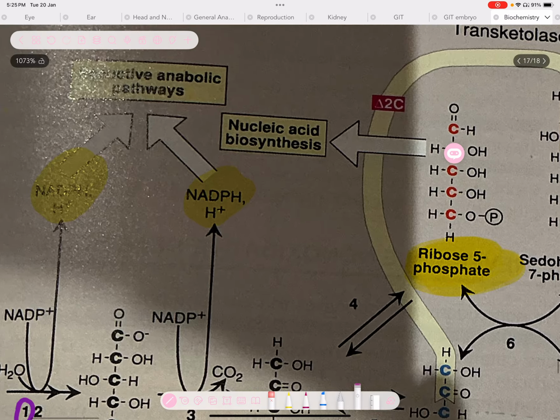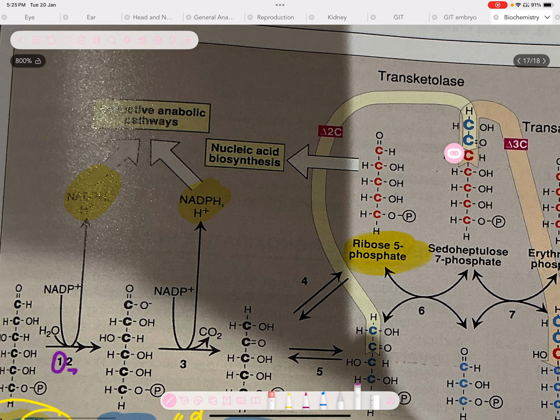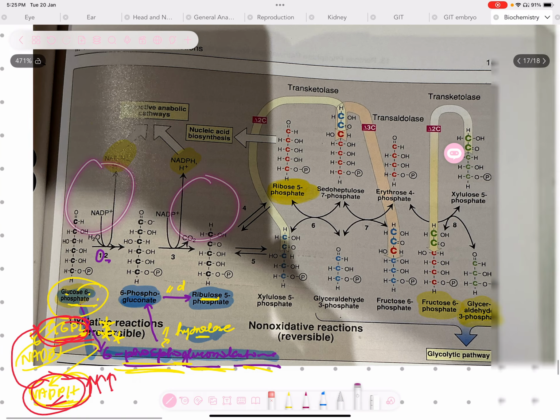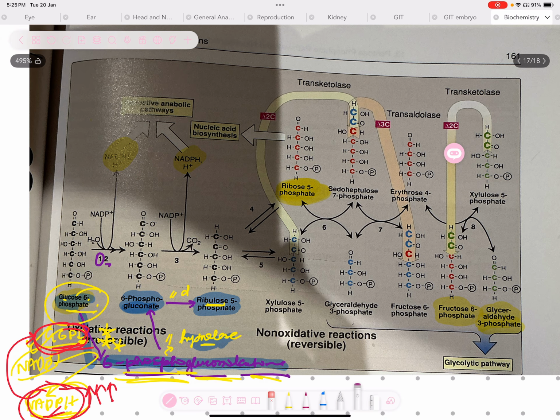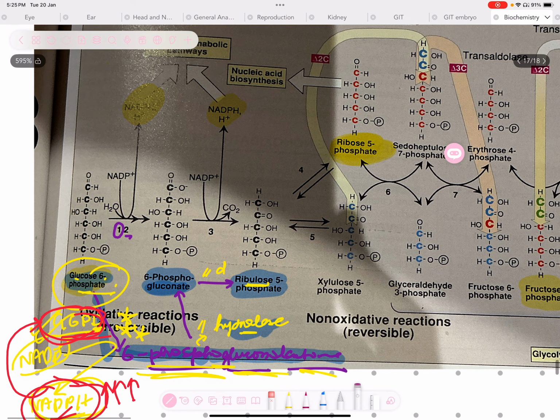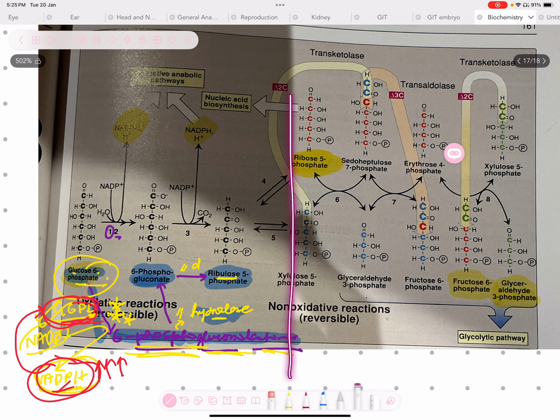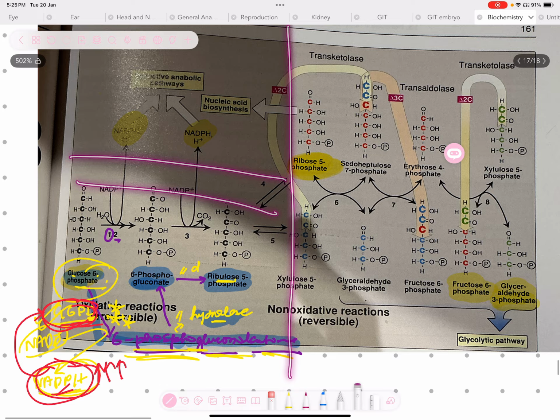So this is important as well, ribose 5-phosphate. And another very important thing that the HMP shunt produces is NADPH. Very important. So you need to know what all does it produce? It produces NADPH, ribose 5-phosphate, fructose 6-phosphate, and glyceraldehyde 3-phosphate. I hope that's clear.